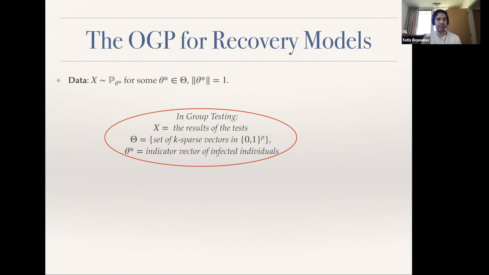The solution space would be the set of k-sparse vectors with p entries, and the hidden vector, the vector we're trying to infer, would be the indicator vector of infected individuals. Again, we observe data that comes from a probability distribution parameterized by a hidden vector, and our goal is to try and recover this vector.